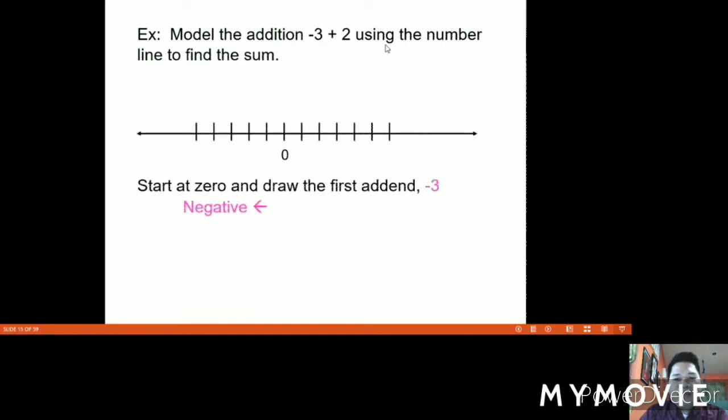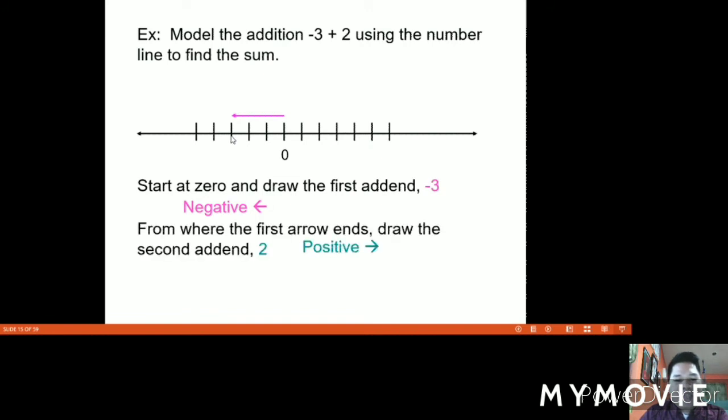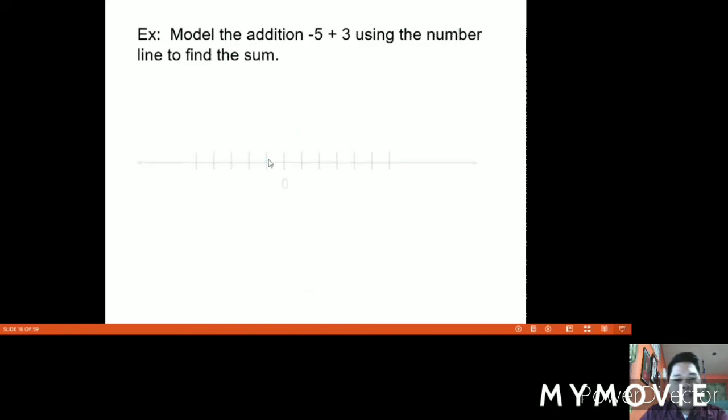How about negative 3 plus 2 using the number line to find the sum? Start at 0 and do the first addend, which is negative 3. From where the first arrow ends, draw the second addend 2, since positive 2 or plus 2. So you go back to the right, 1, 2. So the answer is negative 1, where the second arrow ends is the sum.